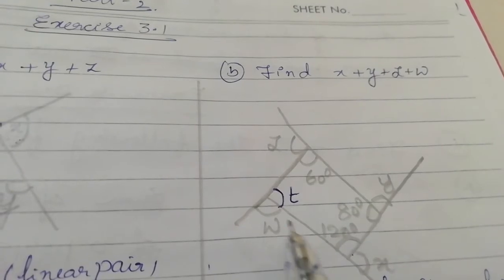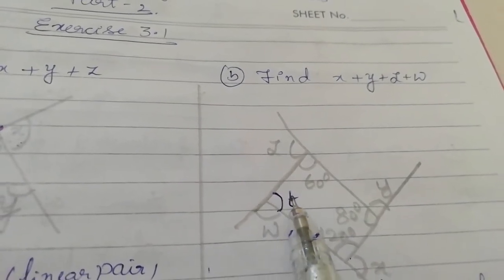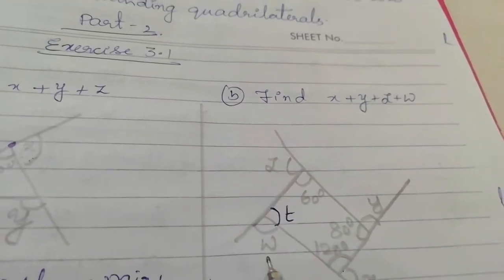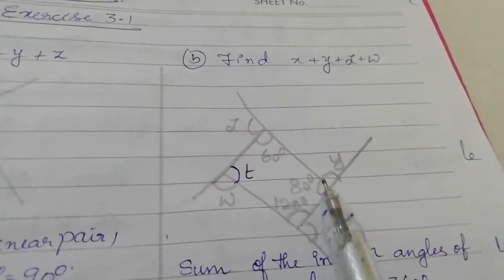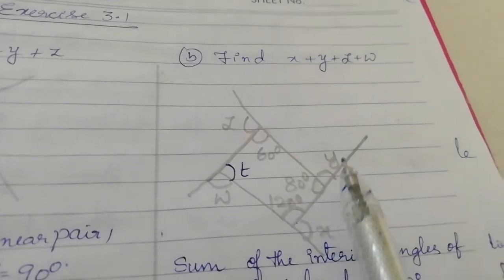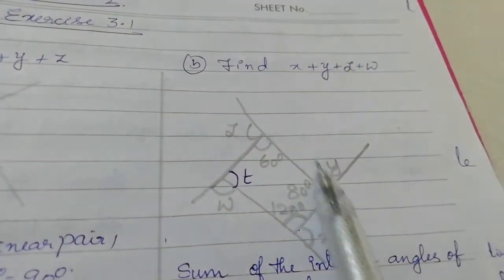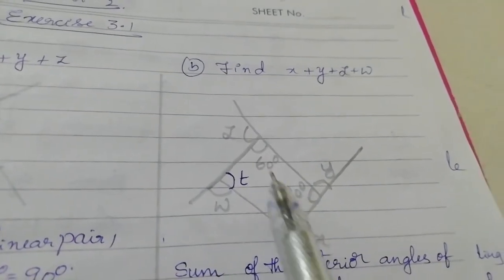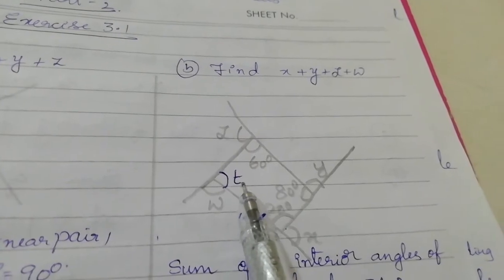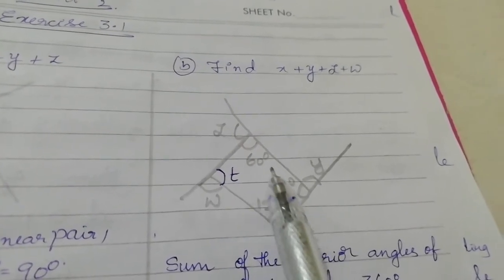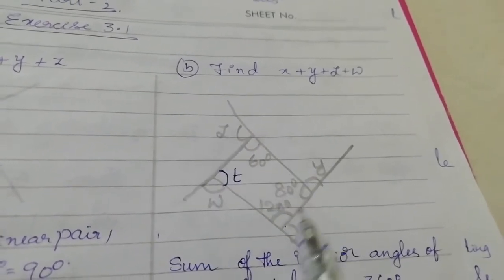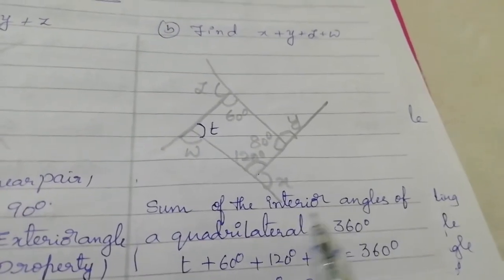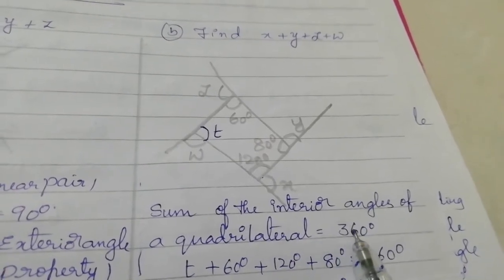This is the figure. Here nothing is given, so I have named this angle as T. So this is exterior angle, this is exterior angle and this is exterior angle, this is also exterior angle. So here exterior angles are x, y, z and w. Interior angles are 120 degrees, 80 degrees, 60 degrees and t degrees. Either interior angles or internal angles, both are same. Exterior angles or external angles, both are same. So, you know, sum of interior angles of a quadrilateral is equal to 360 degrees.